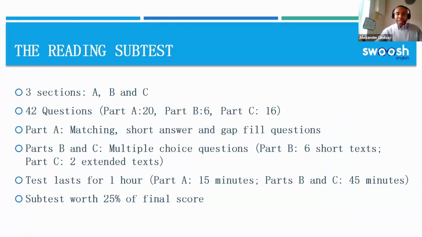For Part A, you're doing matching, short answer questions, and gap fill type questions. And for Parts B and C, they're both multiple choice questions. Part B has the shorter text, 6 of them, and Part C has 2 extended texts. The test in total will last for an hour. So you'll have 15 minutes for Part A, and you will have 45 minutes to do Parts B and C. This subtest, the reading subtest, is worth 25% of your grade, just as the other subtests are each worth 25%. So let's have a look at some of the tips then.